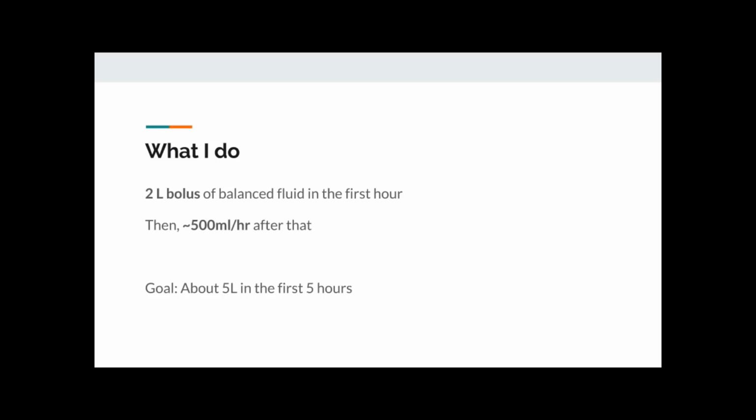And this is not sort of a standard protocol. This is what I do, just to remember. So I give 2 liters in the first hour, Plasma-Lyte or normal saline, whatever you have. And then I give about 500 after that, to aim for about 5 liters in 5 hours. Okay, and I know that doesn't add up exactly, but I just try to remember easy numbers, right? So 2 liters the first hour, and then 5 and 5.